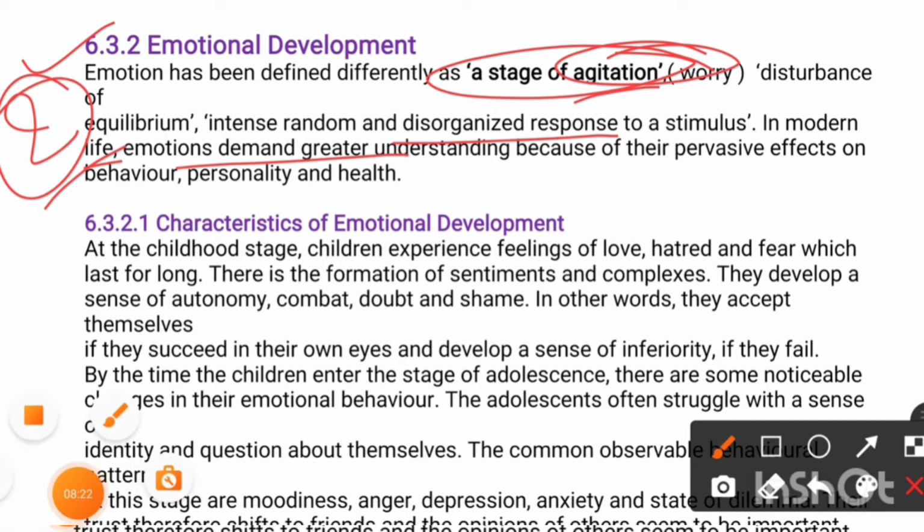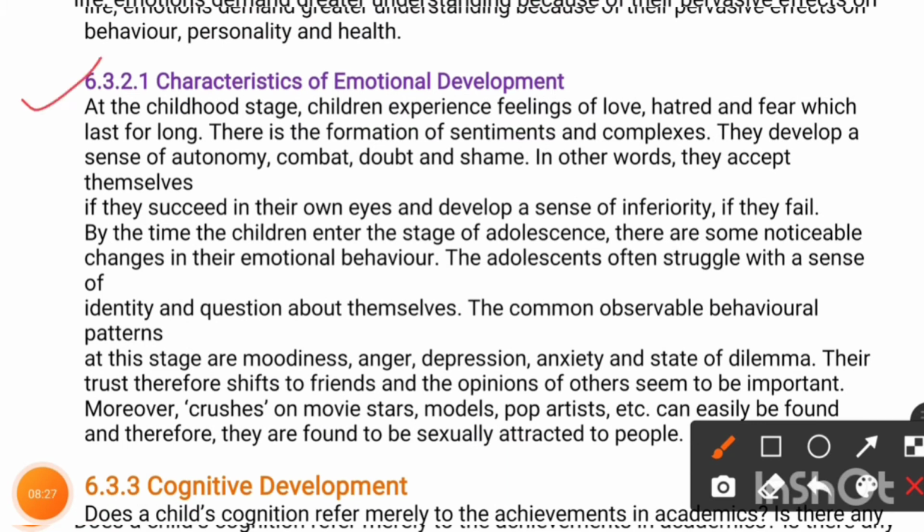Now let's look at the characteristics of emotional development. What are these characteristics? At this stage, the children experience feelings of love, hatred, and fear, which last for a long time, and there is the formation of sentiments and complexes. Sentiments means feelings. They develop a sense of autonomy. Autonomy means independence, combat, doubt, and shame. These all kinds of senses they develop at this stage.